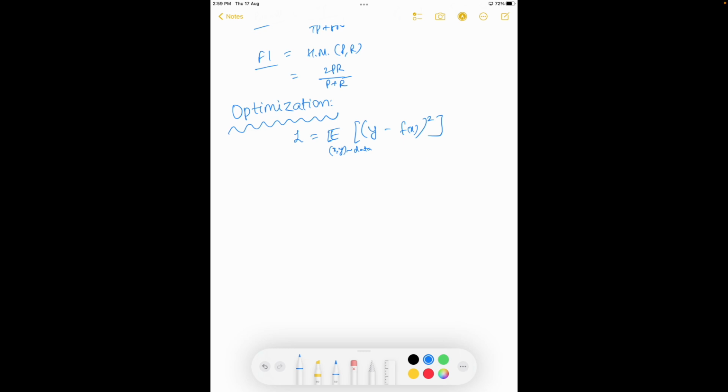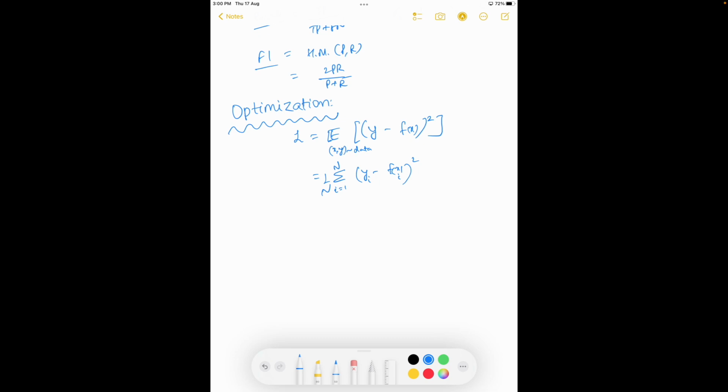An approximation of expected value is the average. If you are given samples from that PDF, let's say the real data is a PDF, and (x, y) are a few samples from that data, then to approximate the expectation you can simply take the average. So this will become the sum over all i equal to 1 to N of (yi minus f(xi)) squared. So expected value becomes the average.